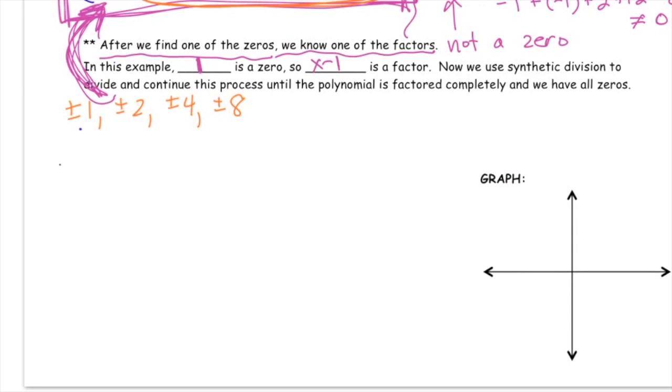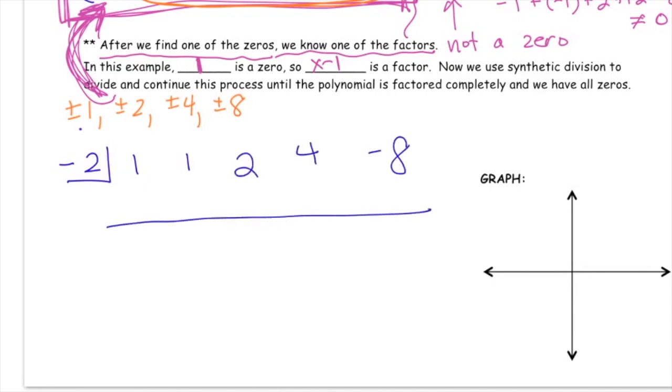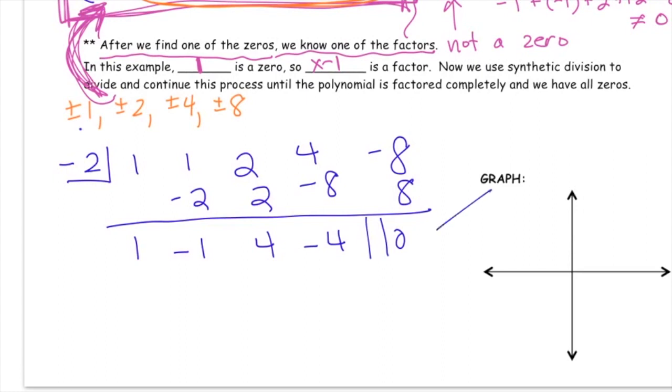Which would be -2. And we're just going to try it in the synthetic division using the 1, 1, 2, 4, -8 like last time. And then we have 1, -2, -1, 2, 4, -8, -4, 8, 0. So yay, it worked. And the nice thing about testing it using synthetic division is that if it does work, then you've already started factoring, right?